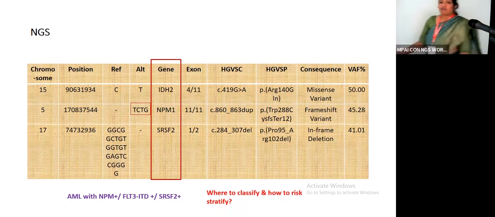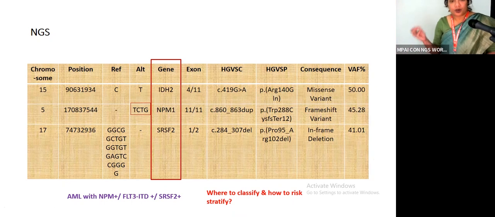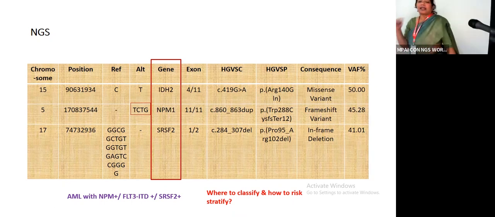So where will you classify this case and how will you risk stratify this case? It's very simple. When we are sitting in a lab reporting, your report should be that which is clinically relevant. You may report hundreds of mutations, and if it doesn't mean anything to the clinician, it is a cross. So the clinician should draw out something significant from your report. So first thing is, where are you going to classify it? And the second thing is, how are you going to risk stratify this case?